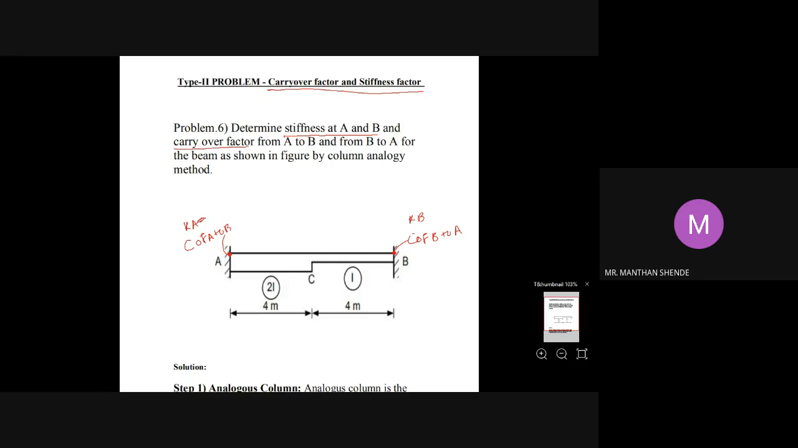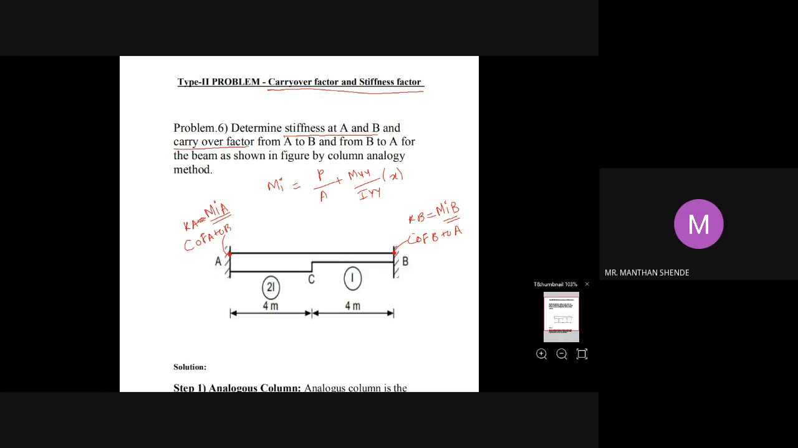So here what you have to keep in mind is that the stiffness at A is always the indeterminate moment at A. The indeterminate moment at A will be equal to the stiffness at A, as we apply the unit rotation. The stiffness at A is equal to the indeterminate moment at A, and stiffness at B is equal to the indeterminate moment at B. So these two values you have to find out using the column analogy equation, which is equal to P by A plus M by Y divided by I by Y into X. This is your column analogy equation.